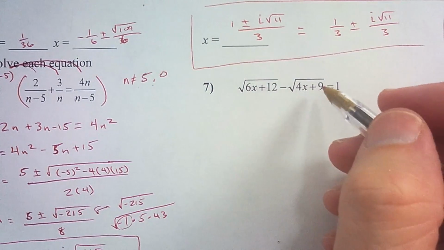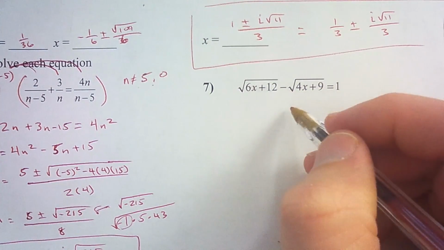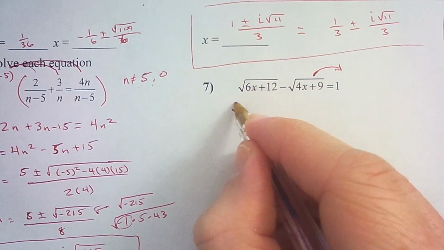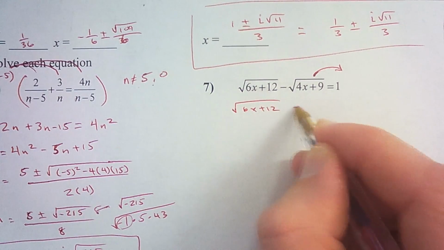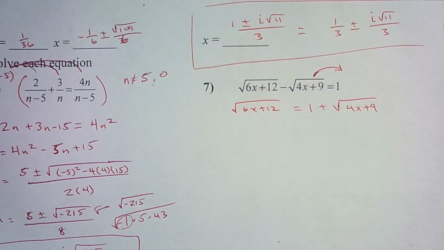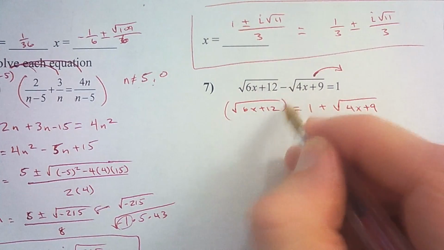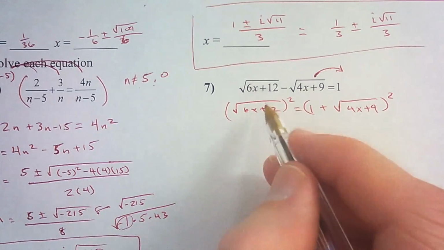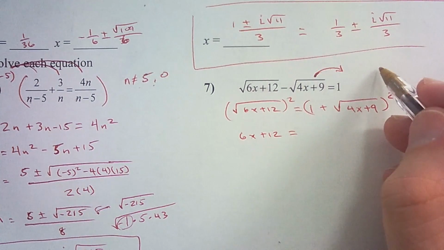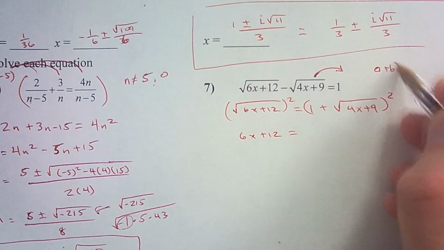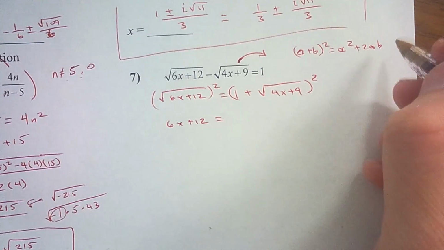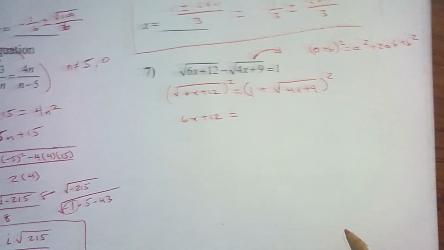Okay, so last up we will do a radical equation. I want to start with one radical per side, so I'll take this negative radical and move it to the right. So I get the square root of 6x plus 12 equals 1 plus the square root of 4x plus 9. Okay, now I will square both sides. So on the left side, I get 6x plus 12. On the right side, I got to remember (a plus b) squared is a squared plus 2ab plus b squared.